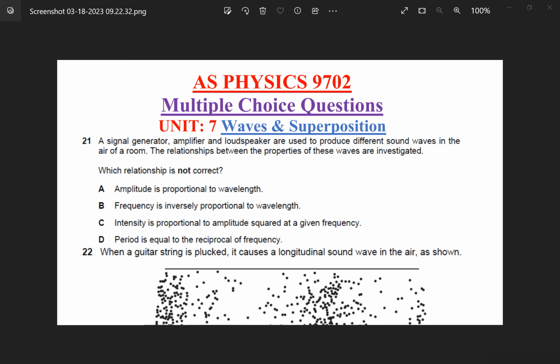Specifically, we are dealing with waves and superposition, that is multiple choice questions. We are trying to solve these multiple choice questions.